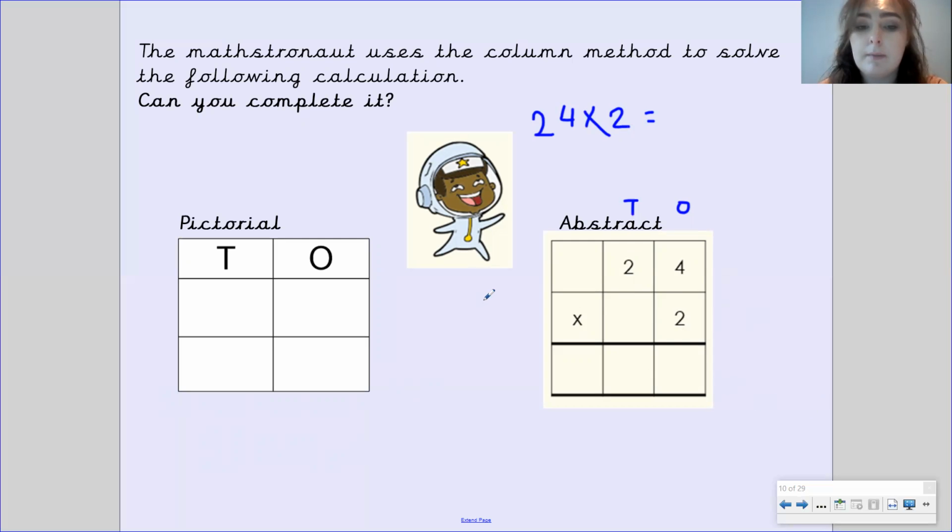So on your whiteboard or piece of paper, can you please draw 24 times 2 pictorially and then answer it in the abstract column method? Pause the video here to have a go.